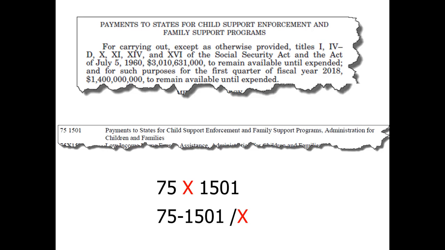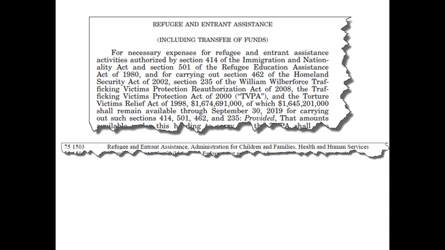What if the appropriation language only makes some of the appropriation amounts available for multiple years? Let's take another look at our Refugee and Entrant Assistance example. Notice that Congress appropriated a total of $1,674,691,000, but only $1,645,201,000 is available until 2019. What happens to the rest of the appropriation?